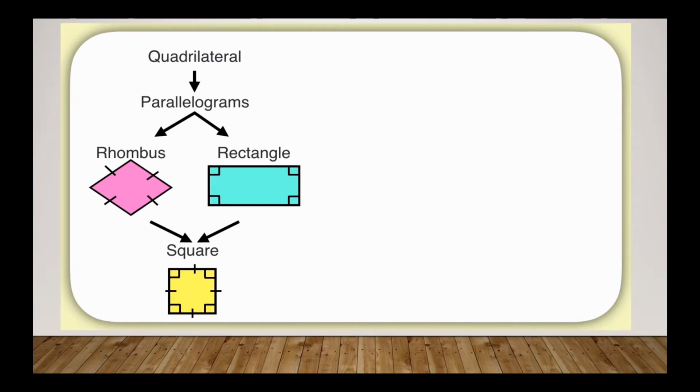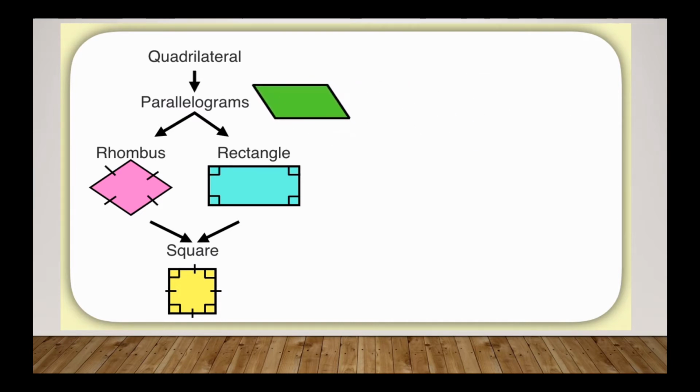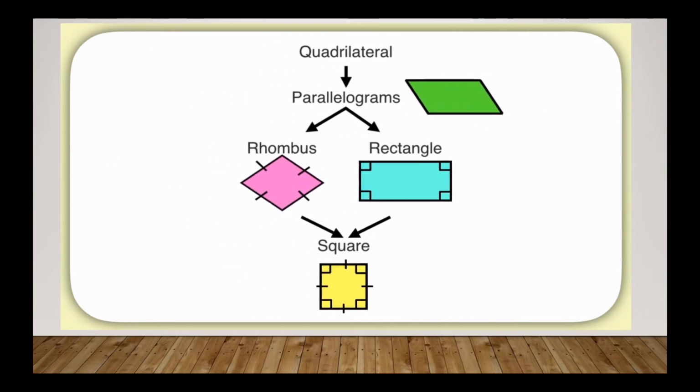Now there's also one more type of parallelogram. It's this one we first looked at. It's a parallelogram because it has two sets of parallel sides, but its side lengths are not the same and it doesn't have any right angles. So this doesn't have any of these special names. We can only call this shape a parallelogram. And here you have it. These are all of the possible names for a parallelogram.